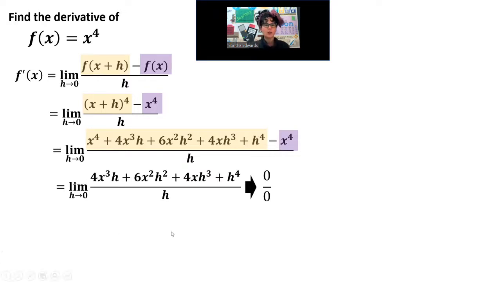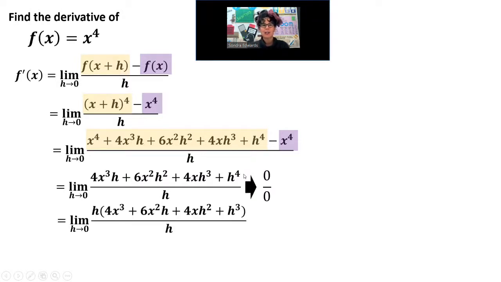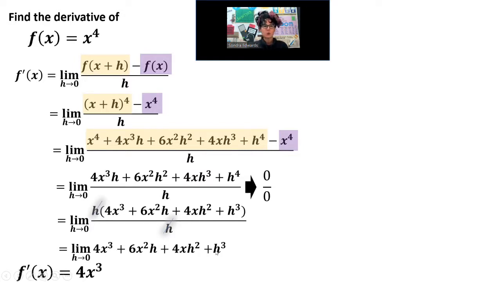So in the numerator, there is an h in common to all of the terms. So I factored out that h, allowing me to cancel. This is the expression we have left over. So resubstitute the 0. So we're going to have 4x to the third plus 6x squared times 0 plus 4x times 0 squared plus 0 cubed. And we get the derivative is 4x cubed. Whew, that was a lot of work.